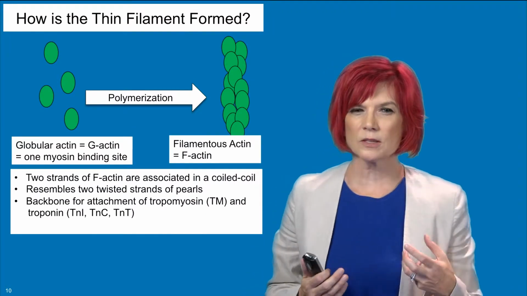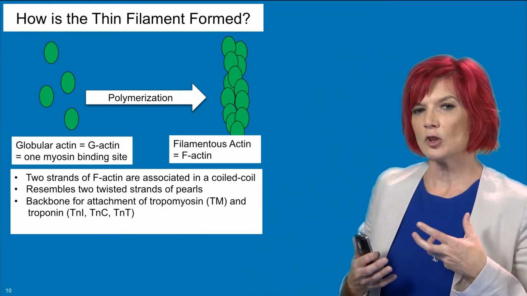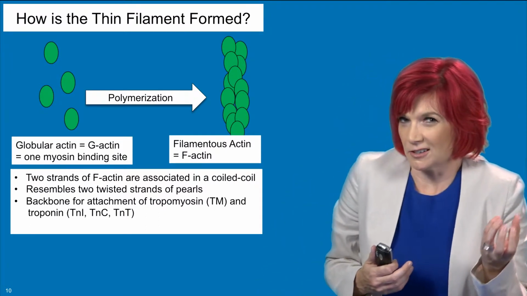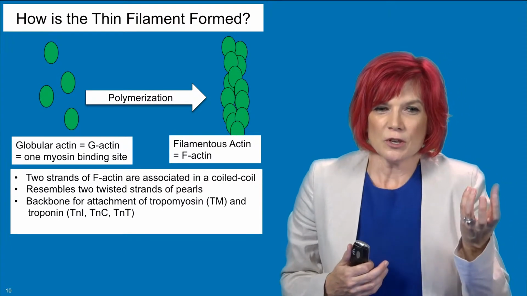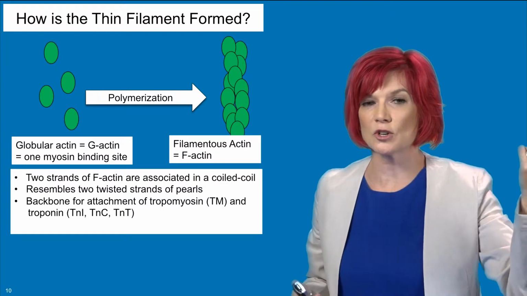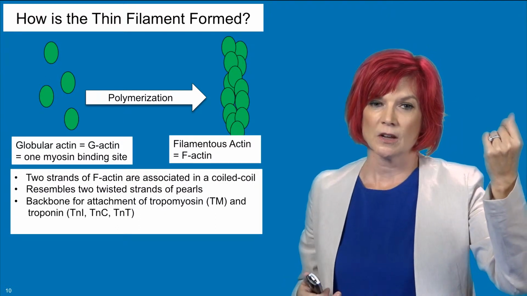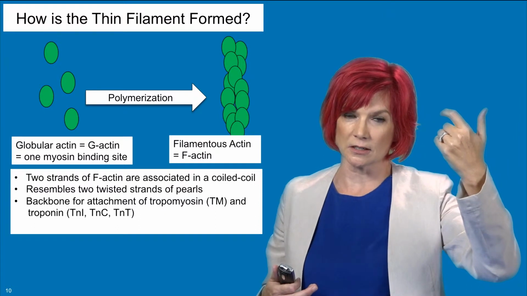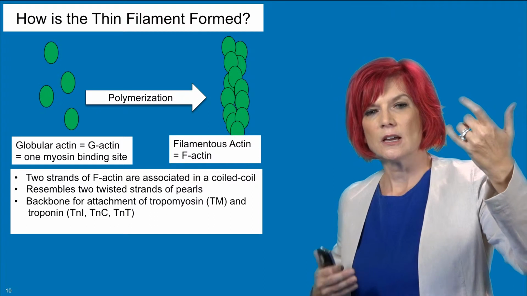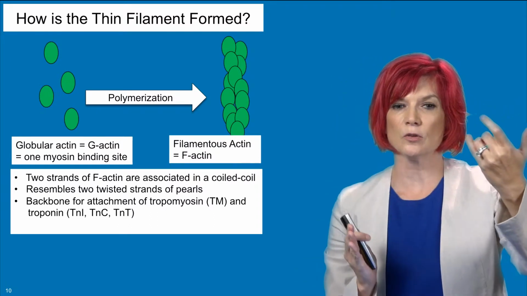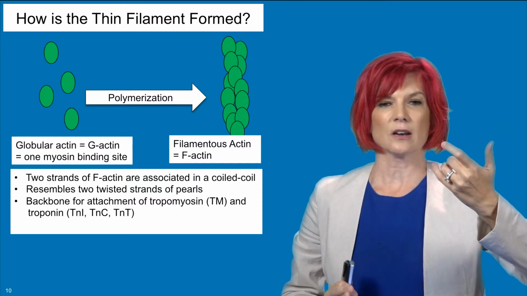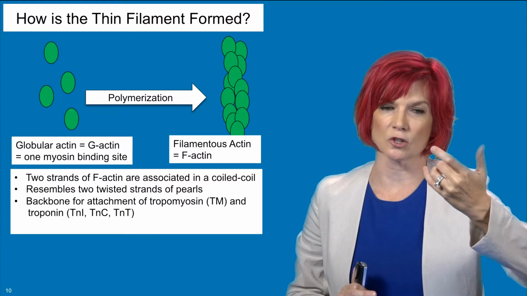Okay, so how is the thin filament formed? Well, the thin filament is formed from individual G-actin or monomeric actin, also known as globular actin. When these individual monomers come together, they polymerize to form this gorgeous elongated filament structure. That filamentous structure is called F-actin or filamentous actin. And then it's on this filamentous actin that tropomyosin and troponin are built. And it's the interaction between these thin filament proteins that allows for the regulation of skeletal muscle contraction.